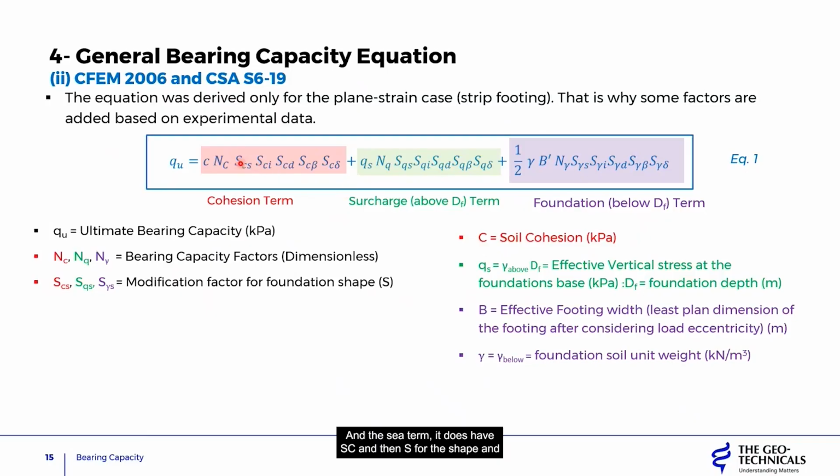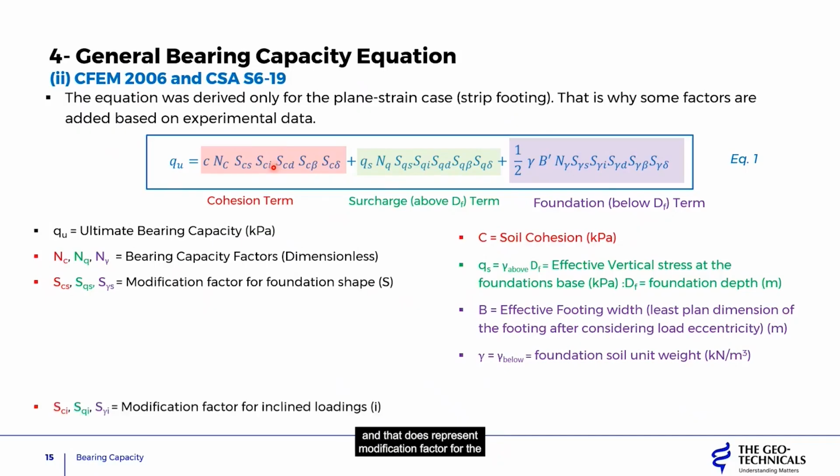And the C term, it does have S_c and then S for the shape, and the Q term, S_q, then S for the shape, and S_gamma, then S for the shape. And that's very clear. I'll go to the second one. So C, I, Q, I, S, gamma, I.